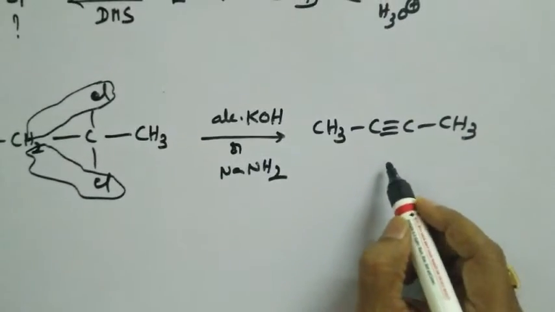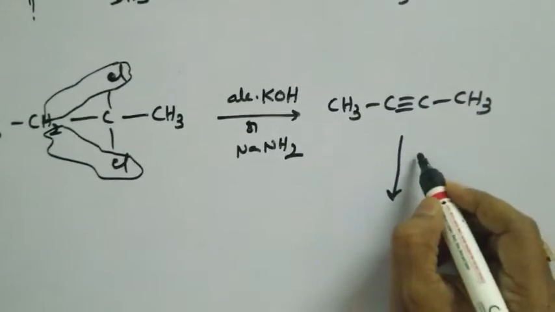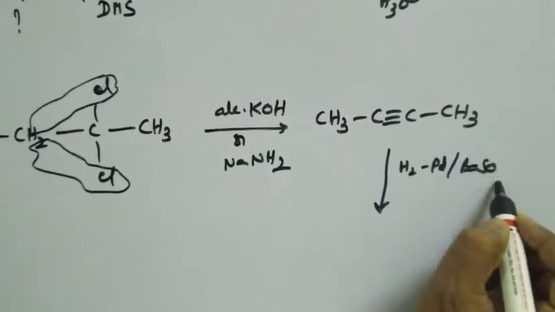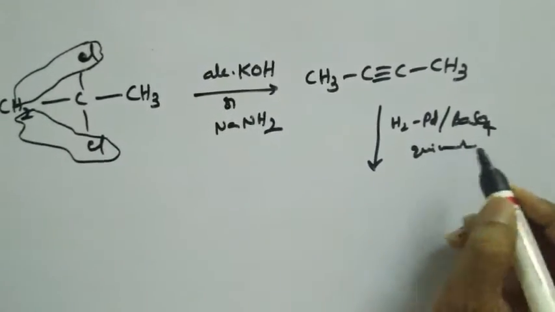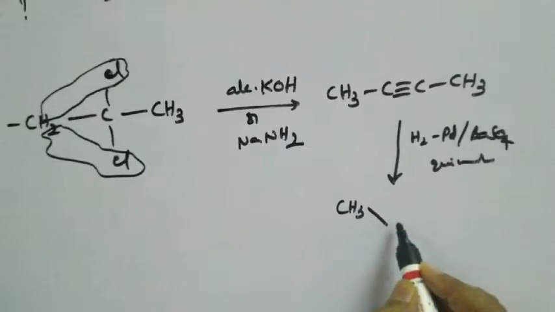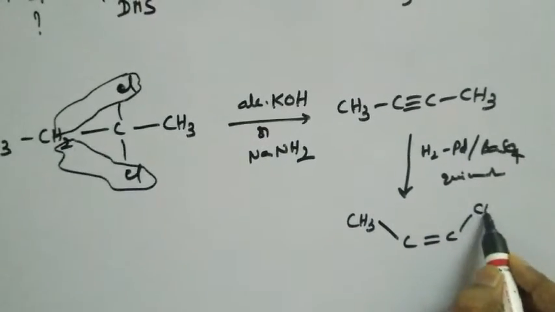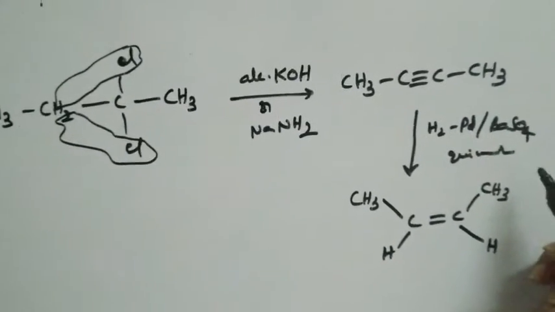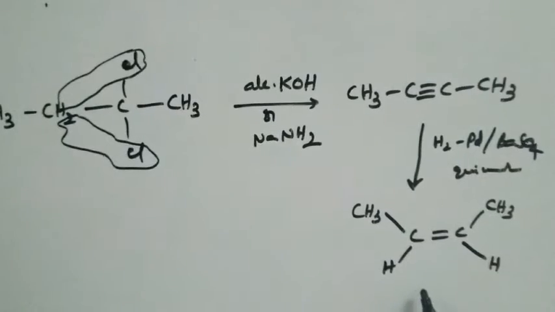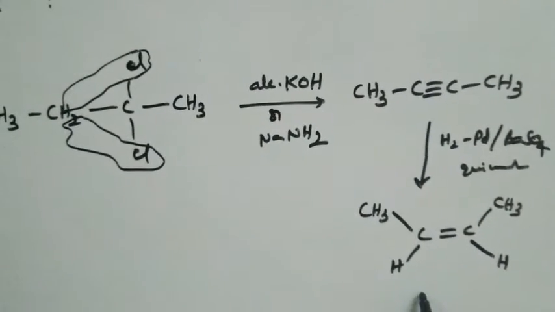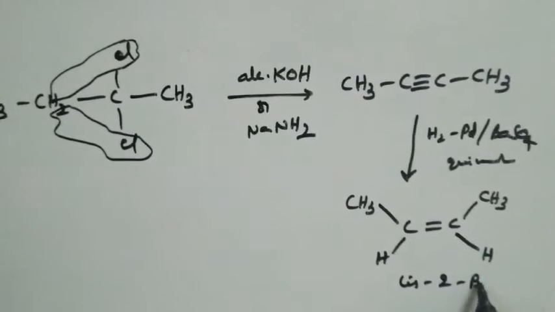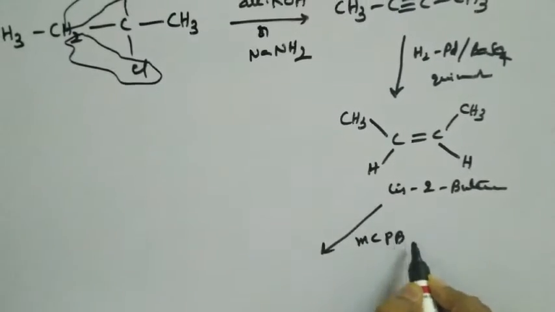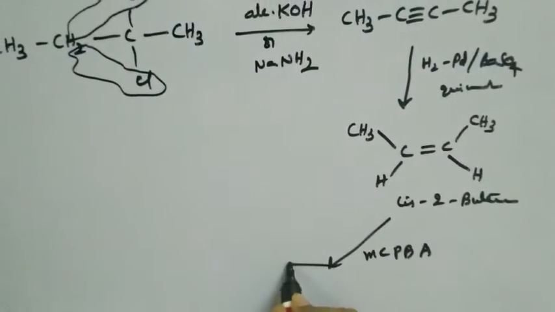This 2-butyne is subjected to Lindlar's catalyst, that is H2, Pd, BaSO4. So Lindlar's catalyst generally will give us a cis product. Therefore, we are going to get a cis 2-butene in this case. So partial hydrogenation occurs due to Lindlar's catalyst when it is treated with an alkyne. So we are getting 2-butene in this case. This cis 2-butene is treated with MCPBA, namely metachloroperbenzoic acid. Now this will give a very important product.